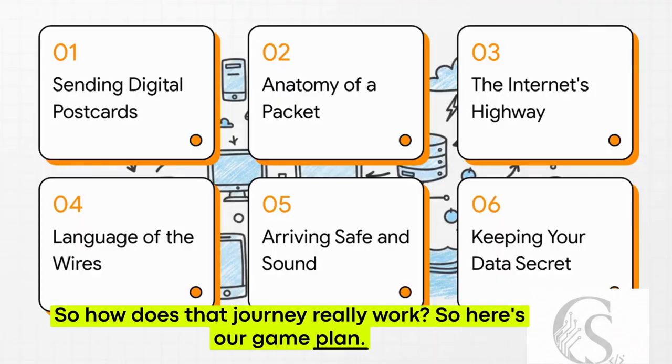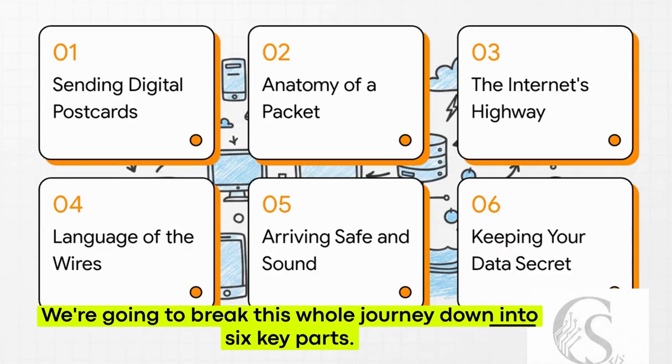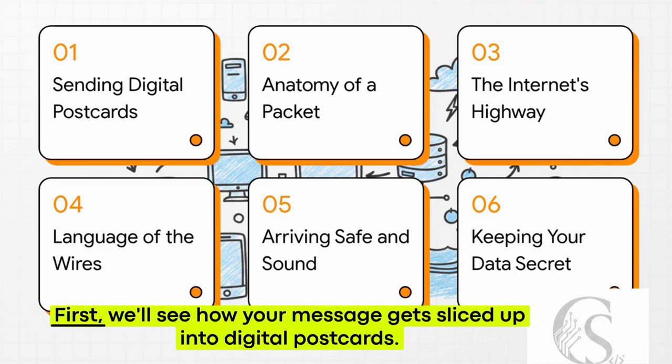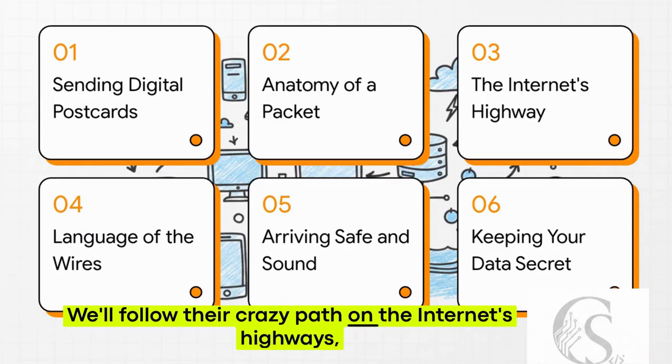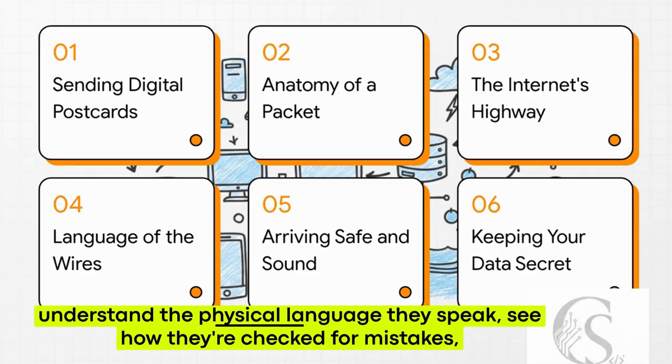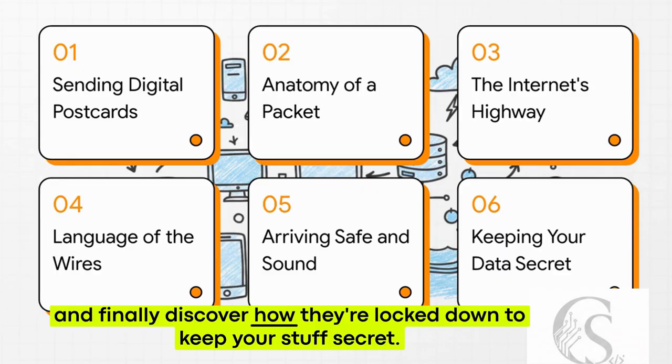So here's our game plan. We're going to break this whole journey down into 6 key parts. First, we'll see how your message gets sliced up into digital postcards. Then we'll check out what's actually written on them. We'll follow their crazy path on the internet's highways, understand the physical language they speak, see how they're checked for mistakes, and finally, discover how they're locked down to keep your stuff secret.